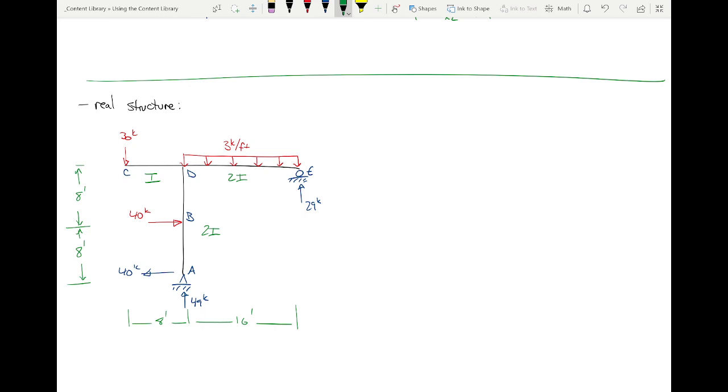How many moment functions, real moment functions, am I going to need to define the moments along this member? 2. Where's our origin? Where did we define our origin before? We defined it at A, right? So this is x1, this is x2, and what the heck, let's put x3 here, even though we don't use it. So the way that this has got to set up is I've got to have plus, I'm running out of room here, so I'm going to have one integral from 0 to 8 and another integral from 8 to 16.